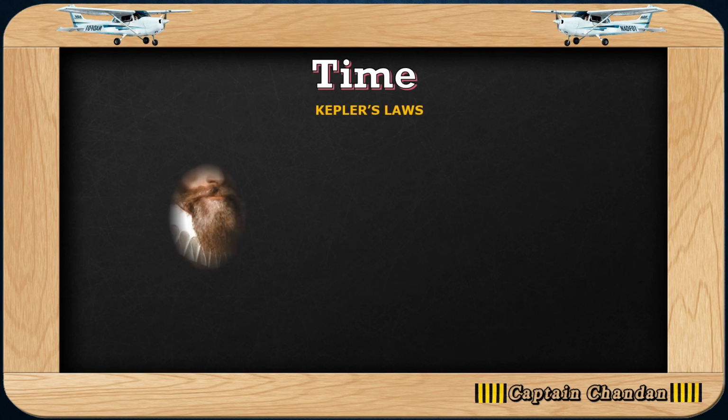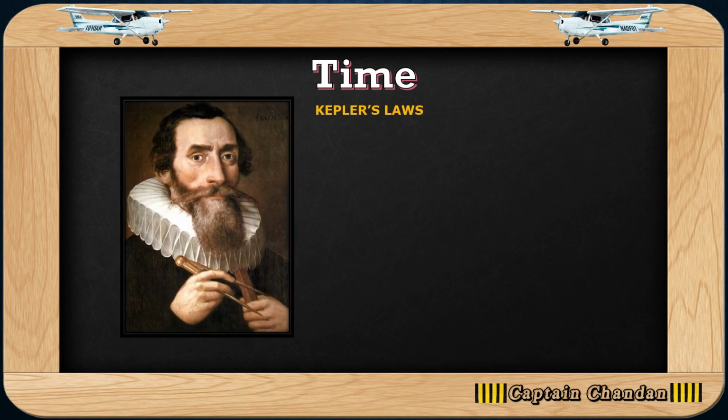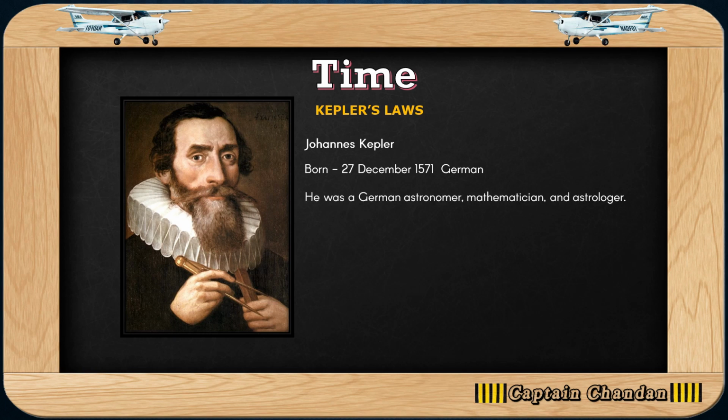Kepler's law. The full name of Kepler is Johannes Kepler, and he was born on 27 December 1571 in Germany. There is a very interesting fact about Sir Kepler. He used to watch stars and planets all night. He made many telescopes, and using these telescopes he used to study planets.